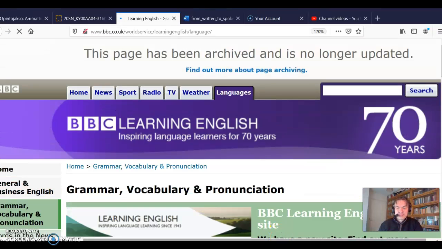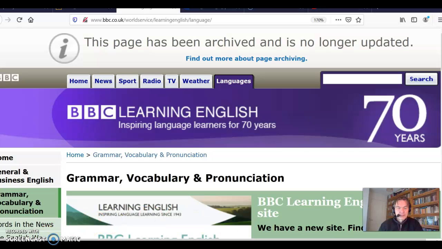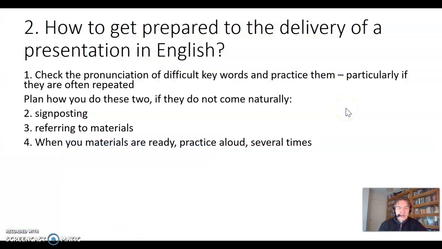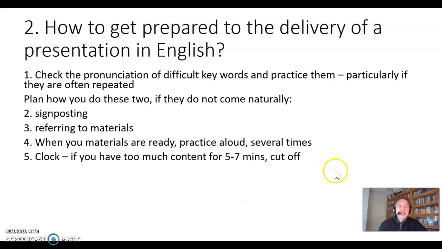So we had signposting, we had referring to materials, and one of the most important things, when your materials are ready, is to practice aloud several times. Not only in your mind, but also aloud. Because you never know how it goes if you don't practice aloud. You really have to be experienced if you can manage without practicing aloud.